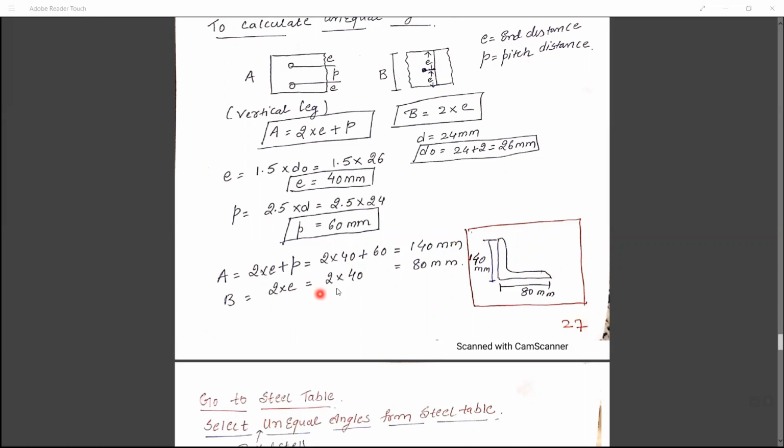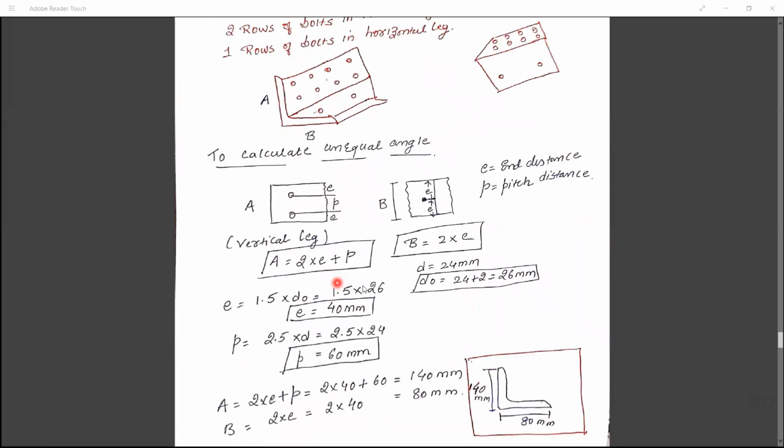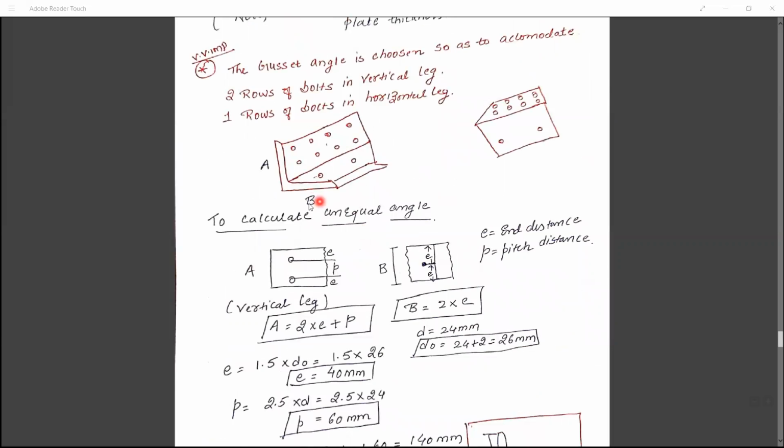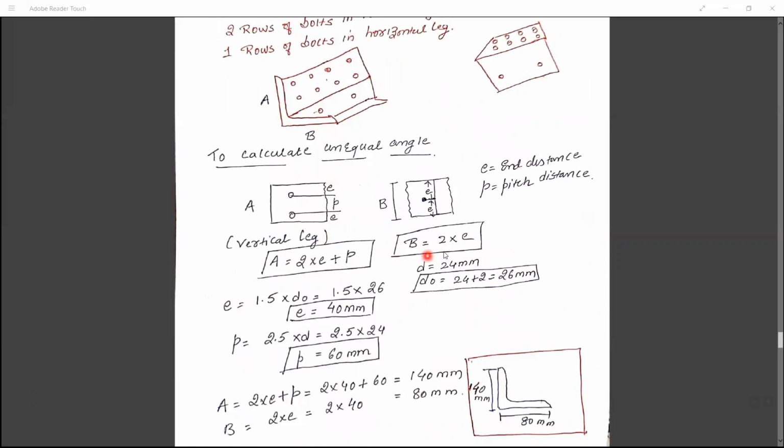B is 2 into E, that is 2 into 40, that is 80 mm. What is B here? B is nothing but our connecting leg. This is our connecting leg, this is the outstanding leg. So the outstanding leg, how much are you getting? B is equal to 2 into E.